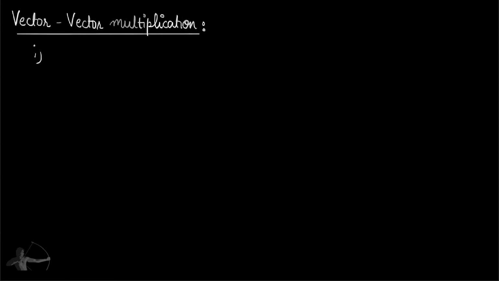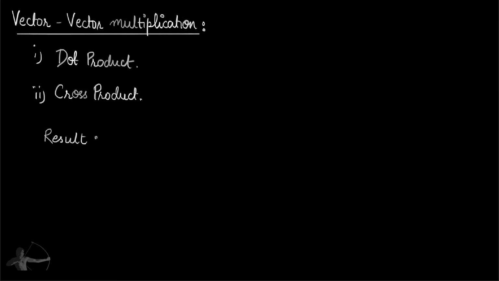Now, the second multiplication is vector to vector multiplication. Vector to vector multiplication can be done in two ways. One is the dot product. Another is the cross product. And how do we decide what to do when we have to multiply a vector with another vector in our shader? The choice depends on what type of result you are looking for.